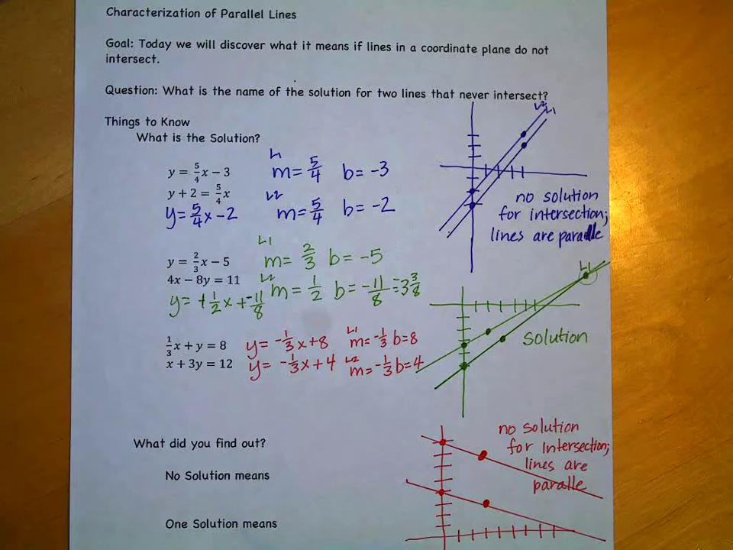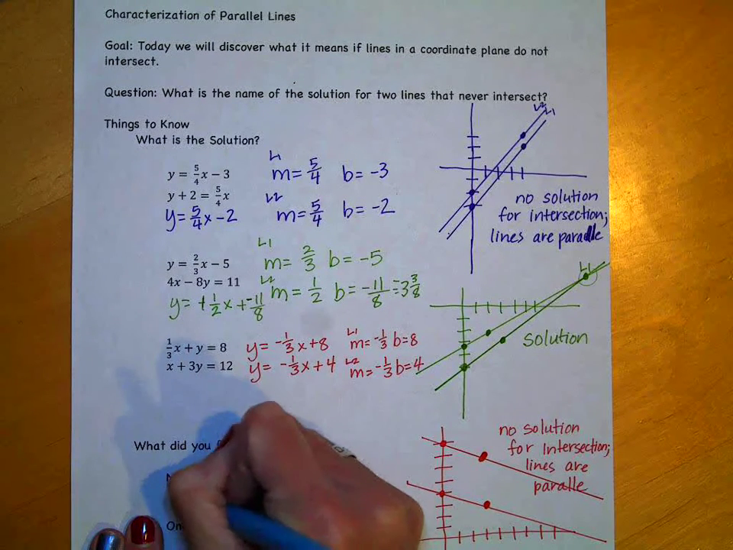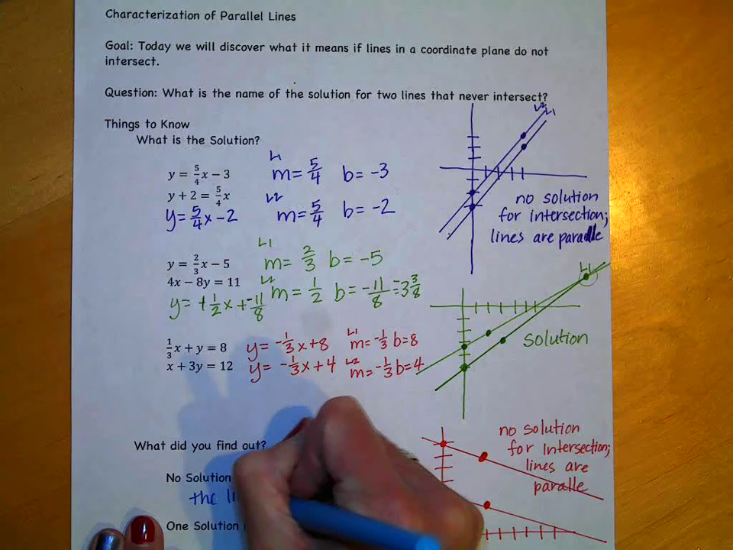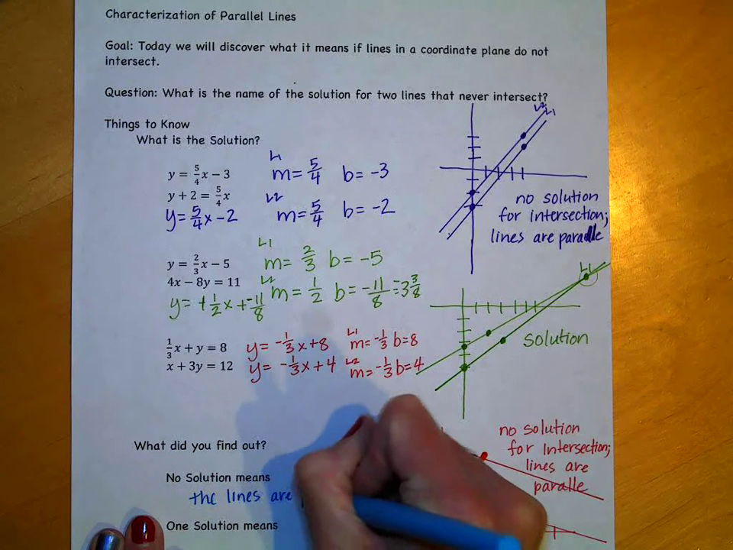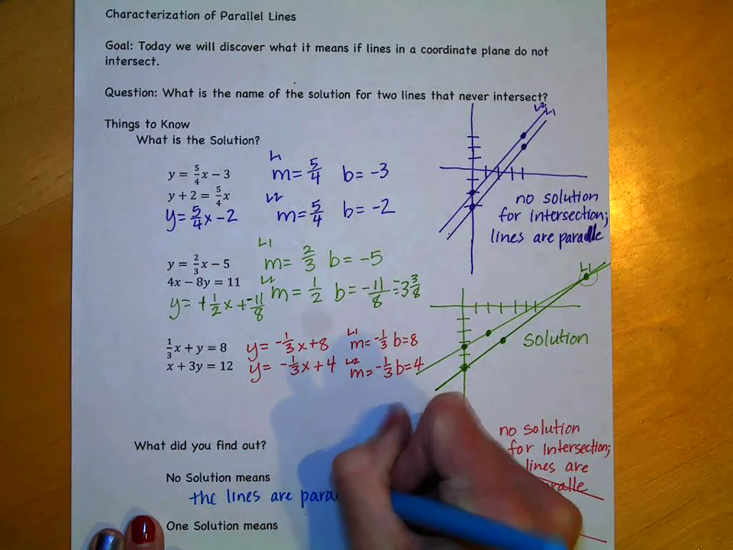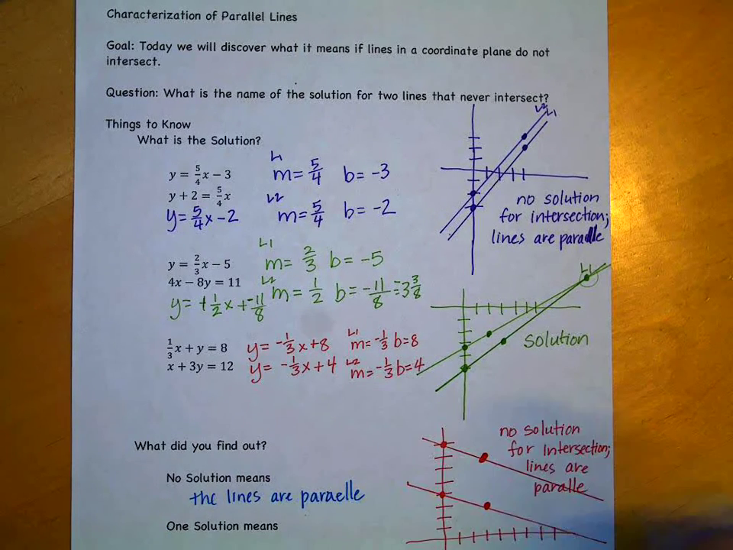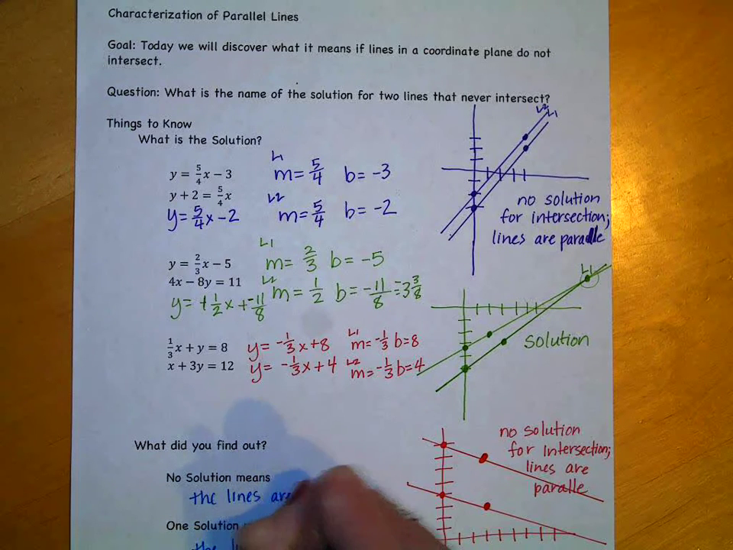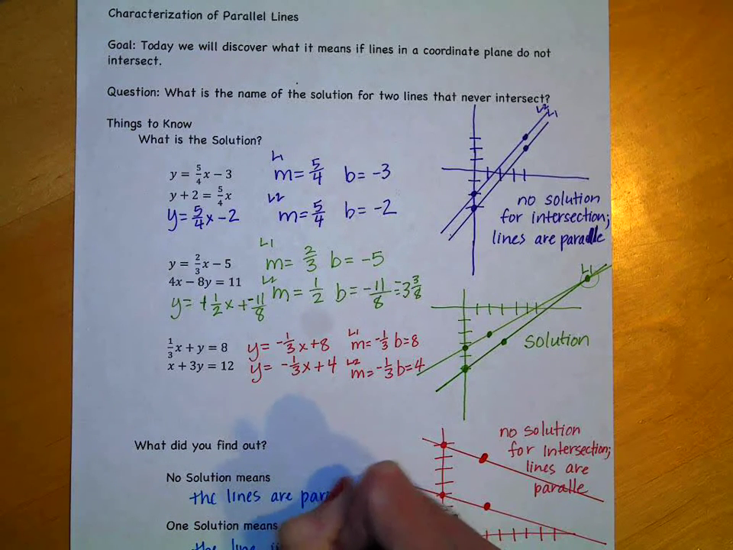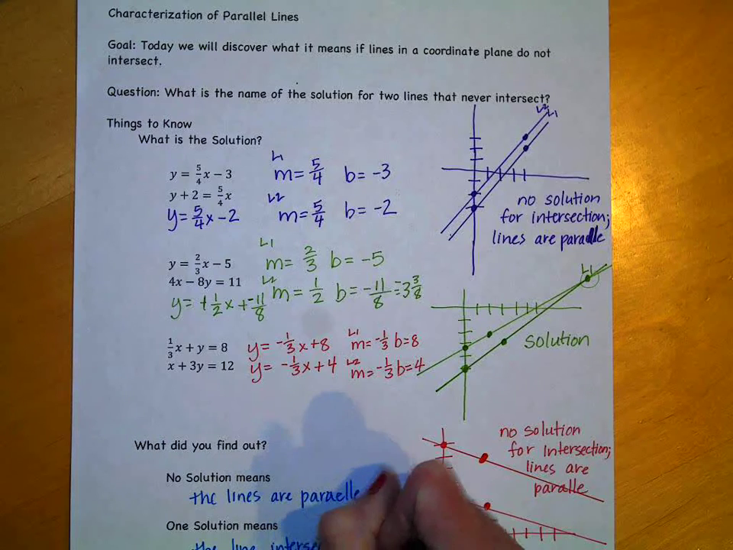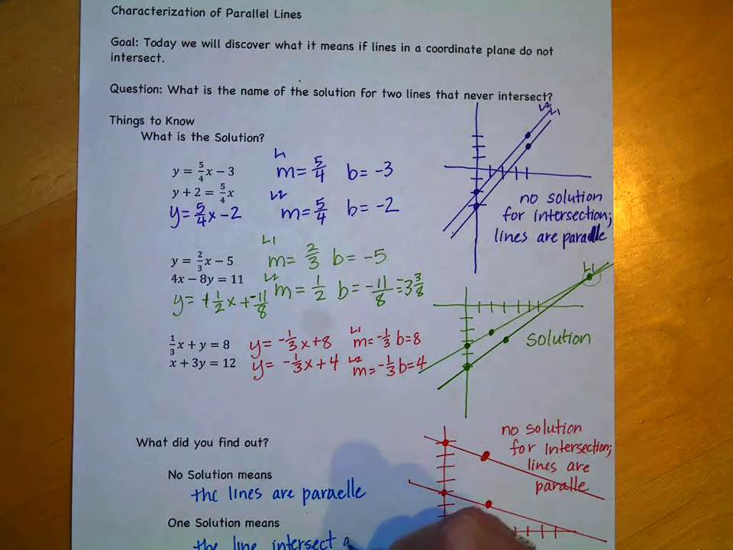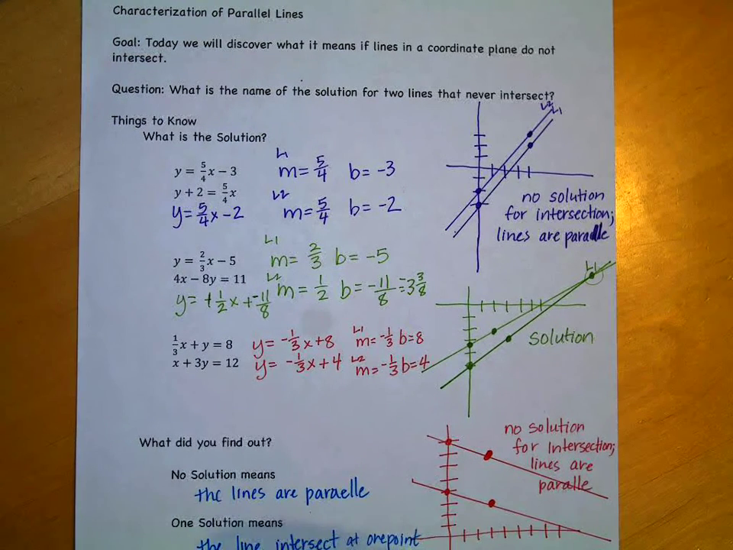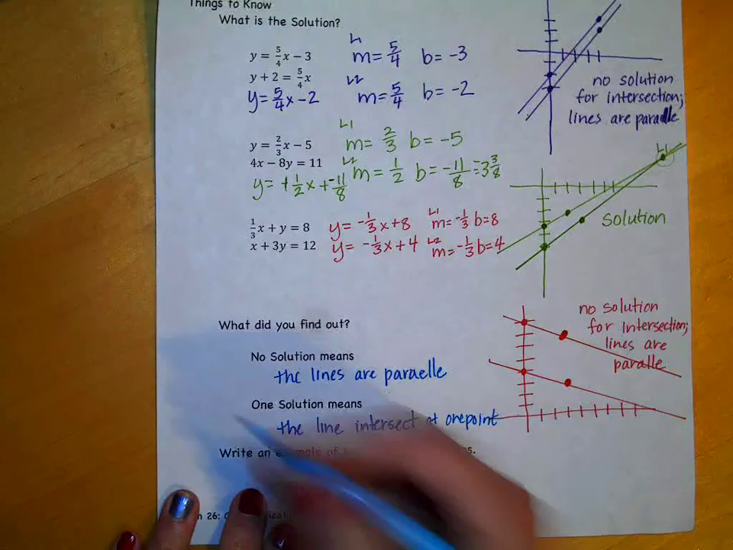All right, what did you find out? No solution means that the lines are parallel. I wish I could remember how to spell parallel. We're just going to do that, even though that was bad. Okay, one solution means the lines intersect at one point. Okay, and then write an example of both of these solutions.